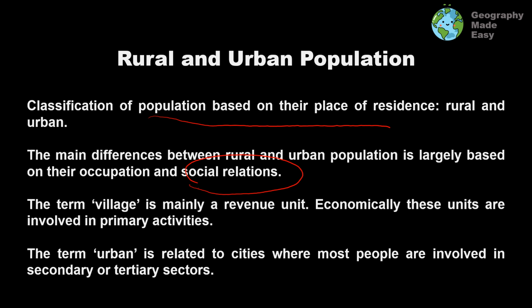The term village is basically a revenue unit as described in India, and villages are involved in, as I have already mentioned, primary activities. The term urban is related to cities where most people are involved in secondary or tertiary activities, either in the service sector or working in factories and other places. Again, this definition is very loose. It has evolved with the 21st century. These definitions are changing fast, but we will still stick to the original for simplicity.